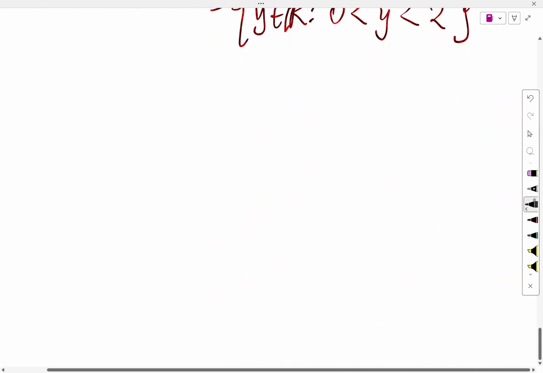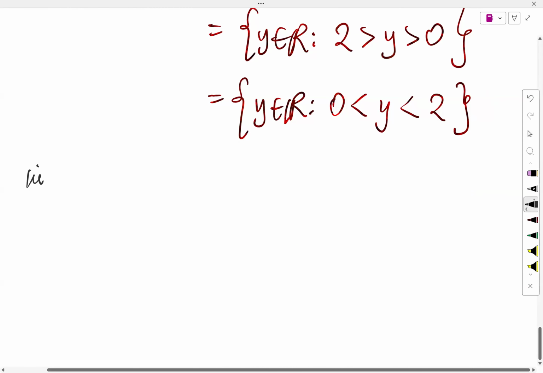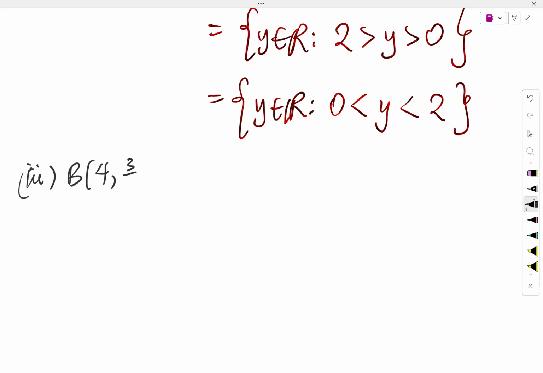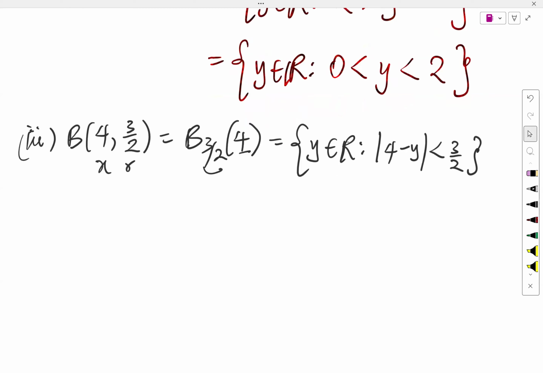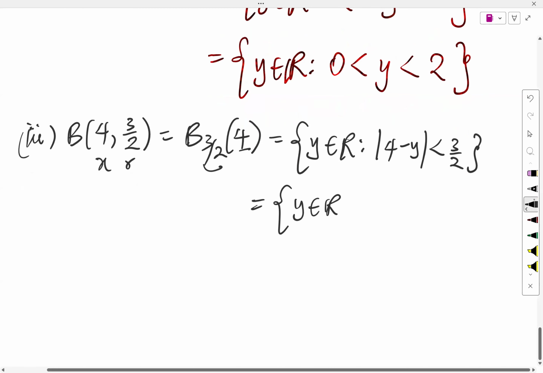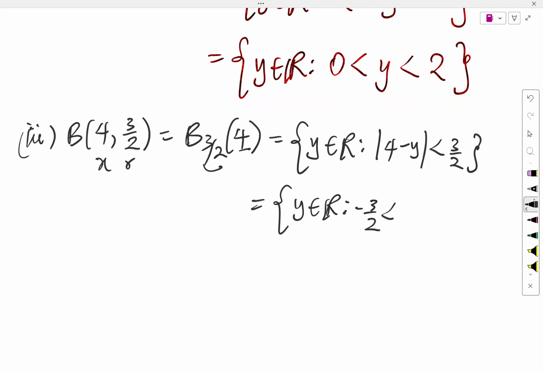So for the third one, we have B(4, 3/2). Sorry, the radius is 3 over 2, and the center is 4. This is x and this is r. So again, you go: collection of all y belonging to the real number system such that the absolute value of x minus y, where x is 4, that is 4 minus y, is less than 3 over 2. So we go again, and we have the collection of all y belonging to R such that minus 3 over 2 is less than 4 minus y, is less than 3 over 2.